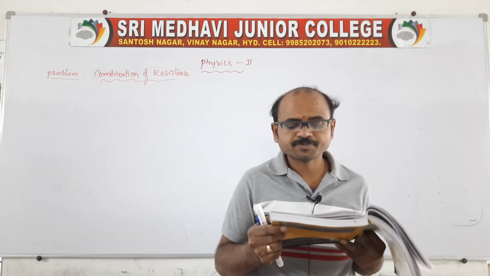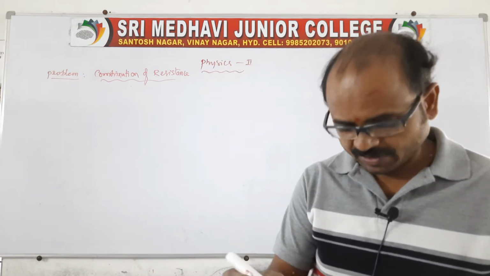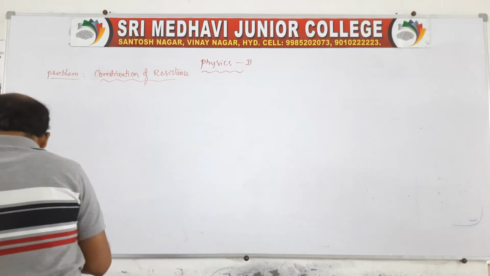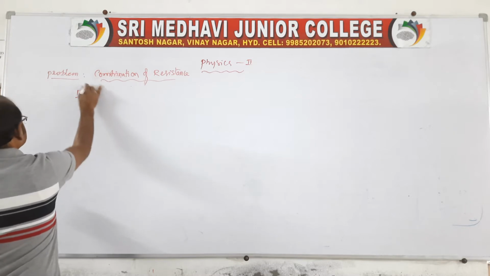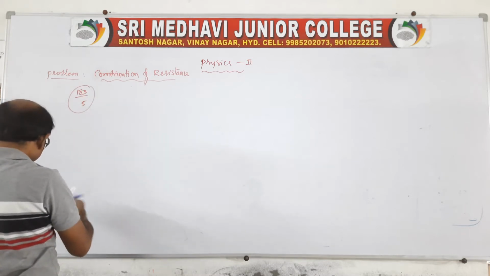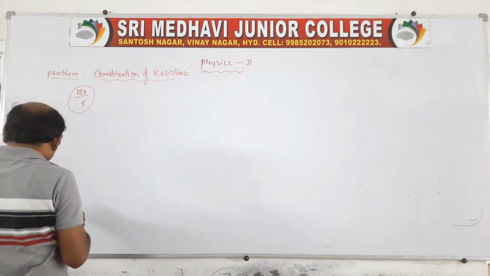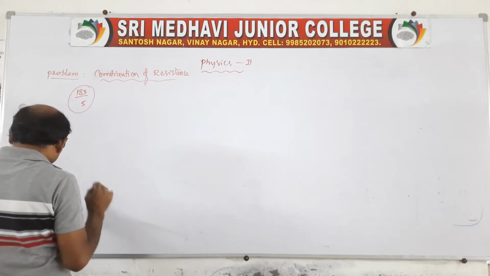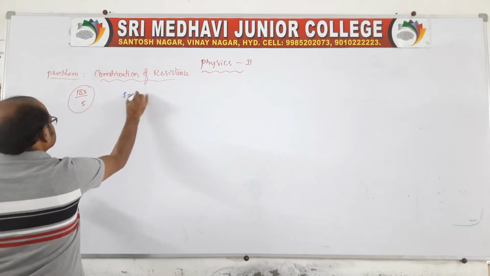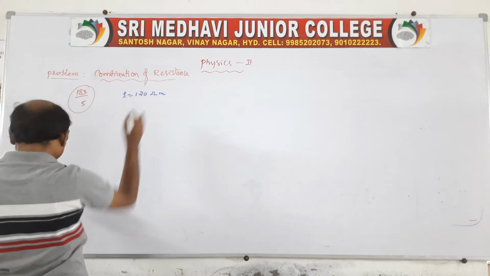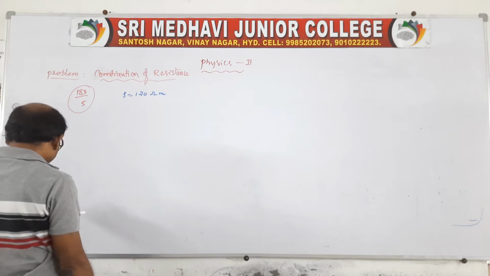See the questions. Page number 183, question number 5. Look at first the given data. You are given an 8 ohm resistor. What length of the wire of resistivity 120 ohm meter should be joined in parallel with it to get a value of 6 ohm?